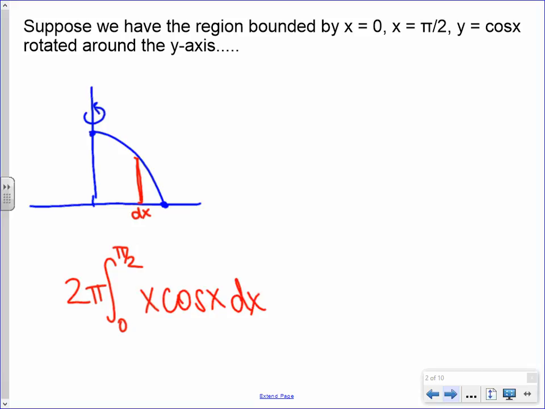Okay, we have x times cosine of x. We do not know how to integrate that. This is a reason why we have integration by parts. Integration by parts helps us take integrals of products that we can't use substitution for.